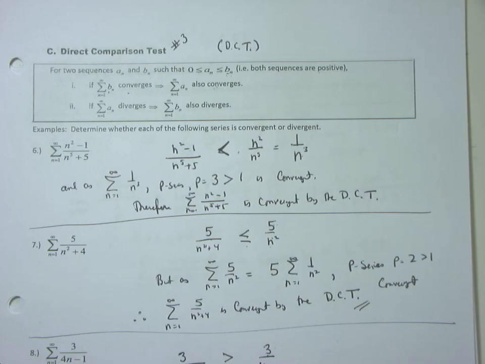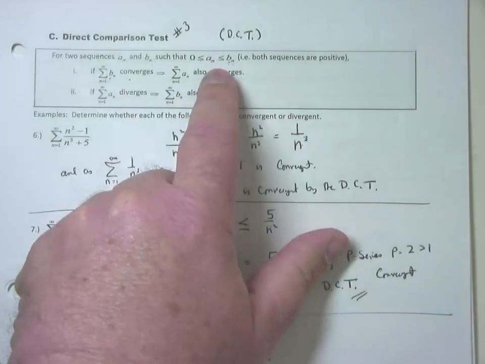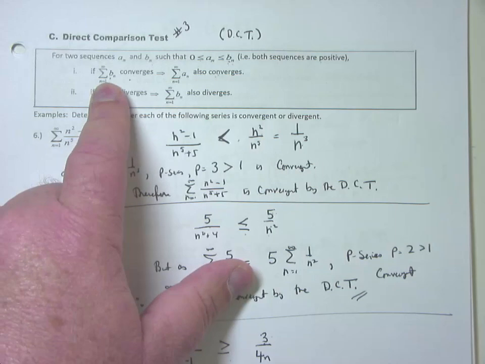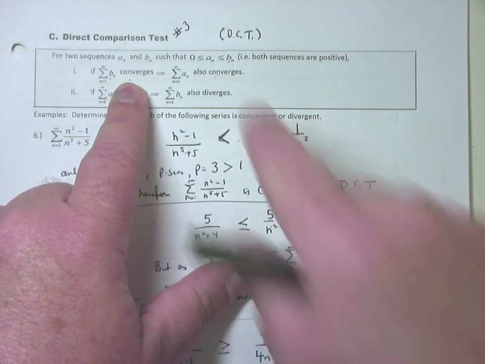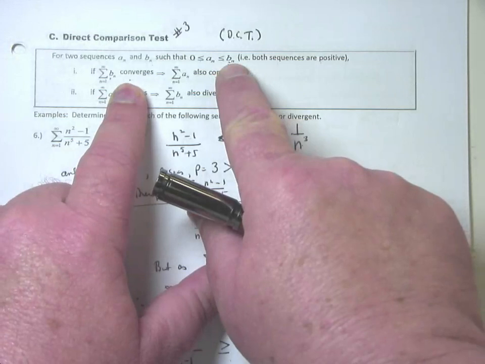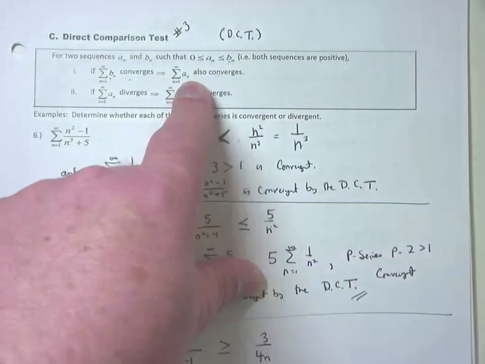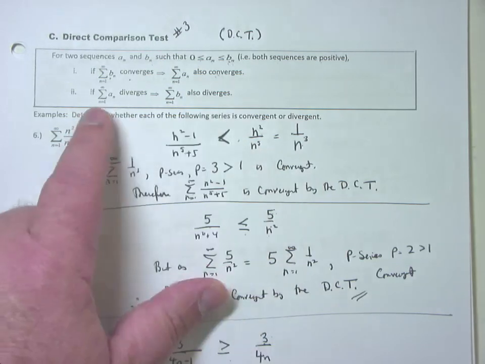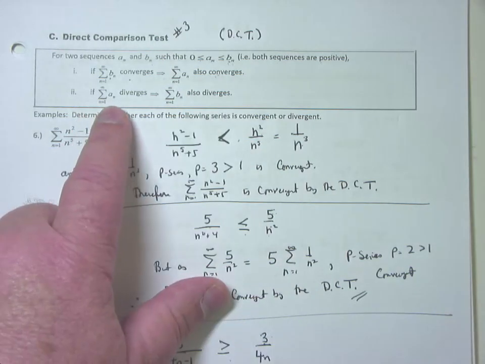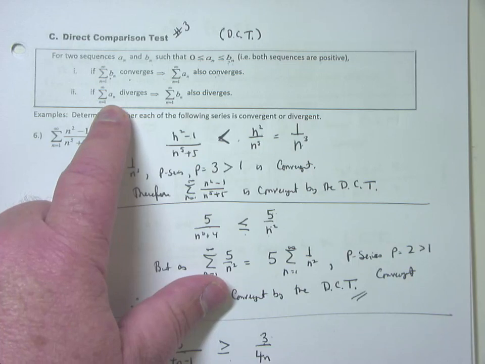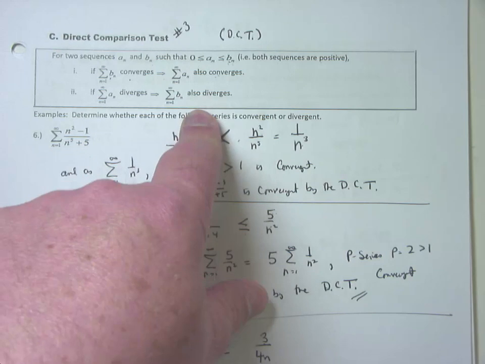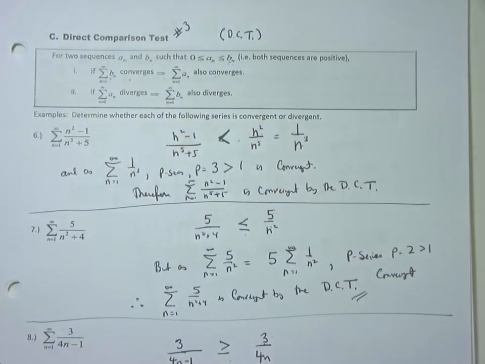The direct comparison test is if you know one's on bottom and one's on top. So you've got this nice inequality going on here, term to term. If the sum as n goes from 1 to infinity of bn converges, aka if this series on the top converges, that will automatically imply the series on the bottom will also converge. And vice versa, if you notice that the sum as n goes from 1 to infinity of an, which is your series on the bottom, diverges, that will automatically force the guy on the top, the sum as n goes from 1 to infinity of bn, to also diverge.